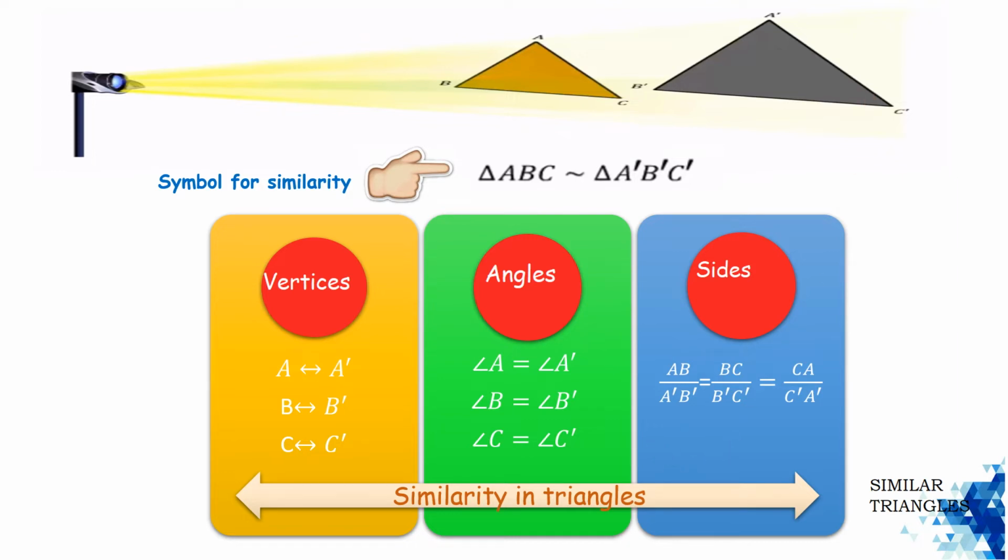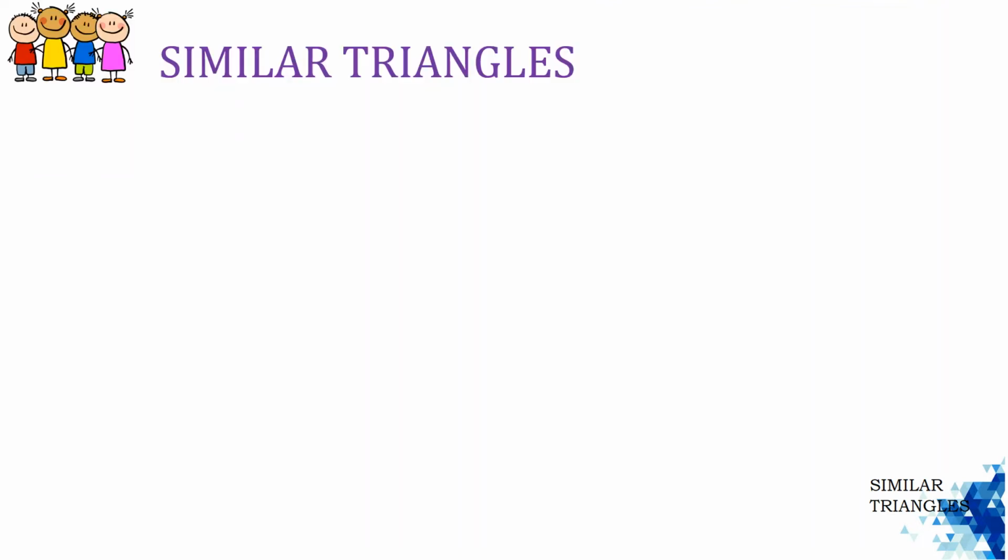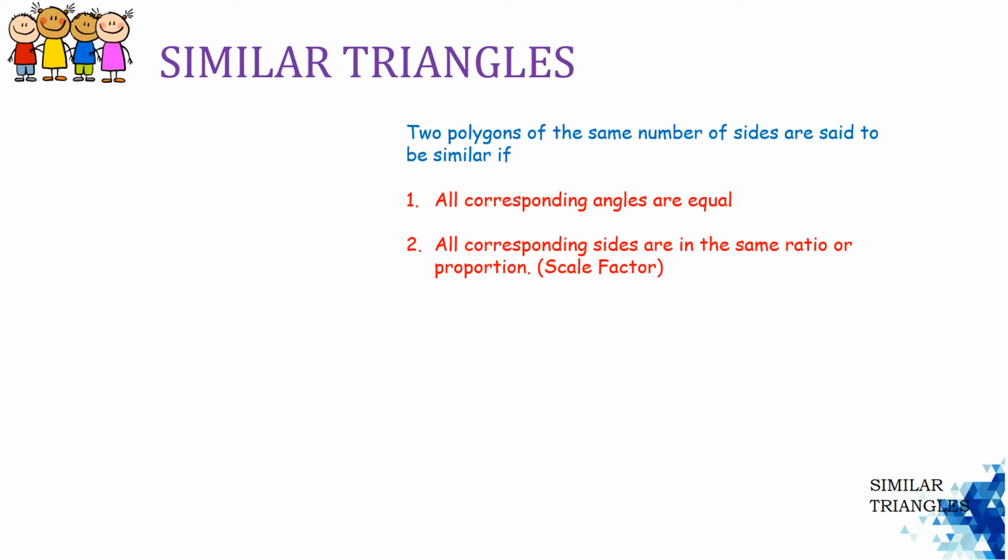That is the speciality of similarity, and that is a condition for triangles to be similar. The ratio between the corresponding sides is equal. It will be in some proportion. That's it. That is what similarity in triangles is. The corresponding sides will be proportional. Okay. So based on that, we'll have some conclusions.